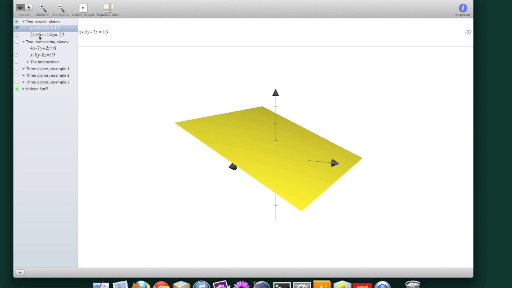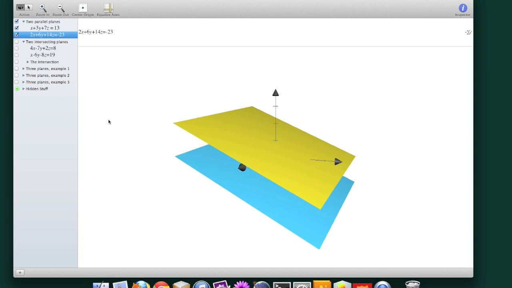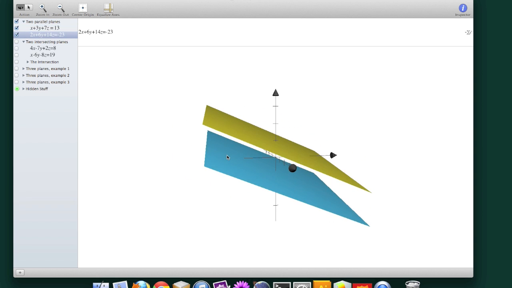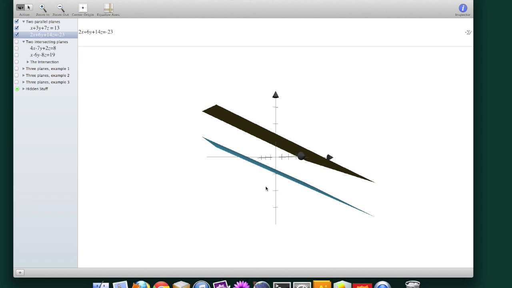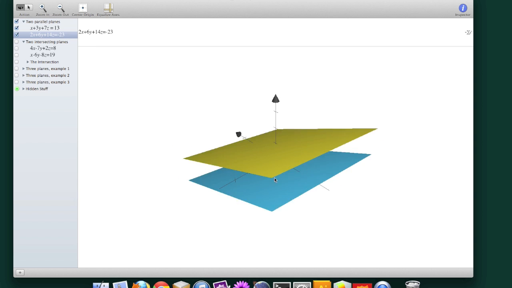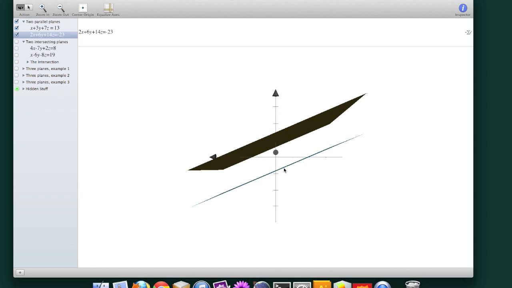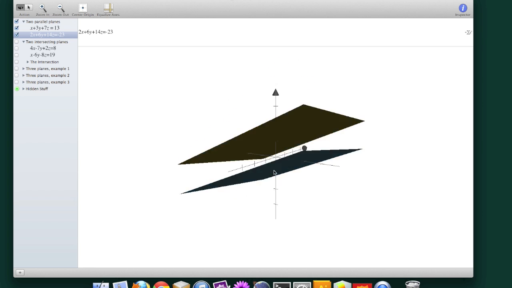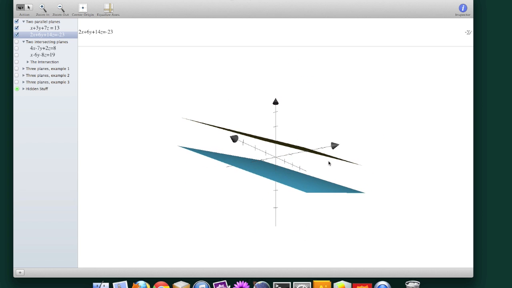We have another one in this system to look at. And so notice that these planes are parallel. Just like you can have parallel lines when you're graphing in the plane, in three-dimensional space you can have parallel planes. These planes never touch, so this system has no solution. And, well, that's what parallel planes look like.